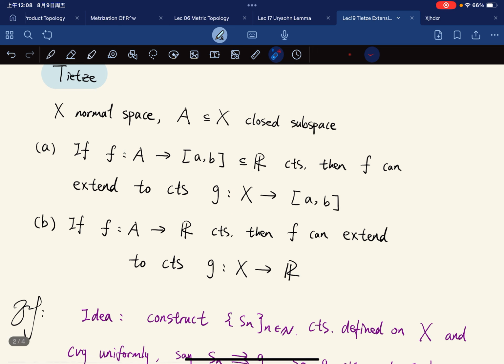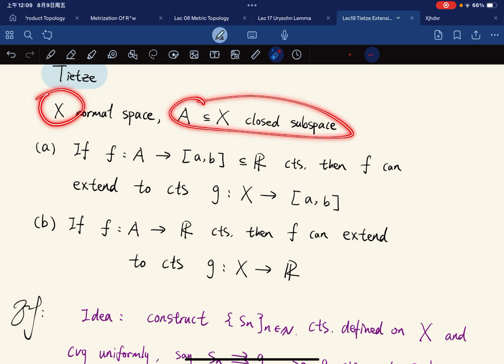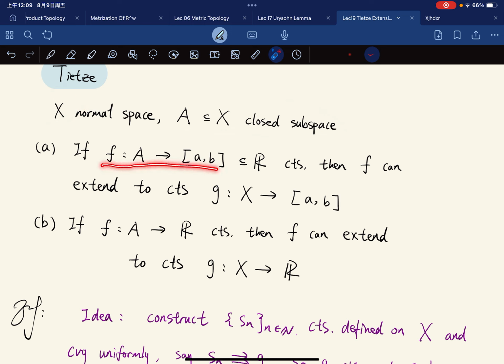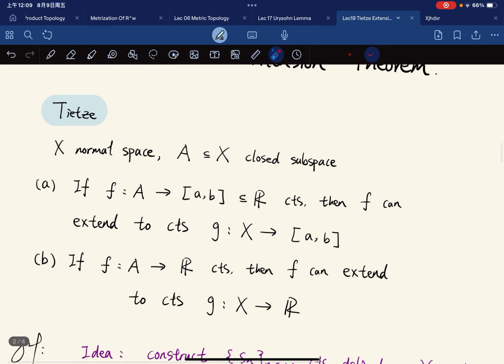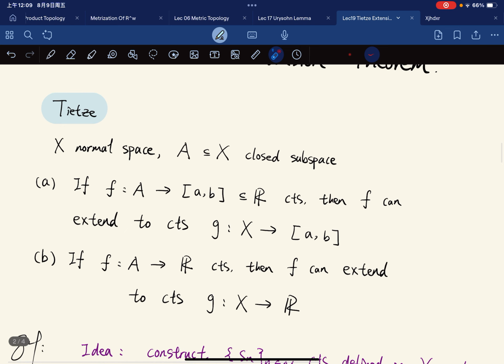And similarly, if F is continuous from A to the entire R, then you can extend to a continuous G that is from X to R. So it basically states that if X is normal, A is a closed subspace, and F is a continuous function, then it can be extended to a continuous function that is defined on the entire space. Okay, so this is the theorem, and it is an application of Urysohn's lemma.